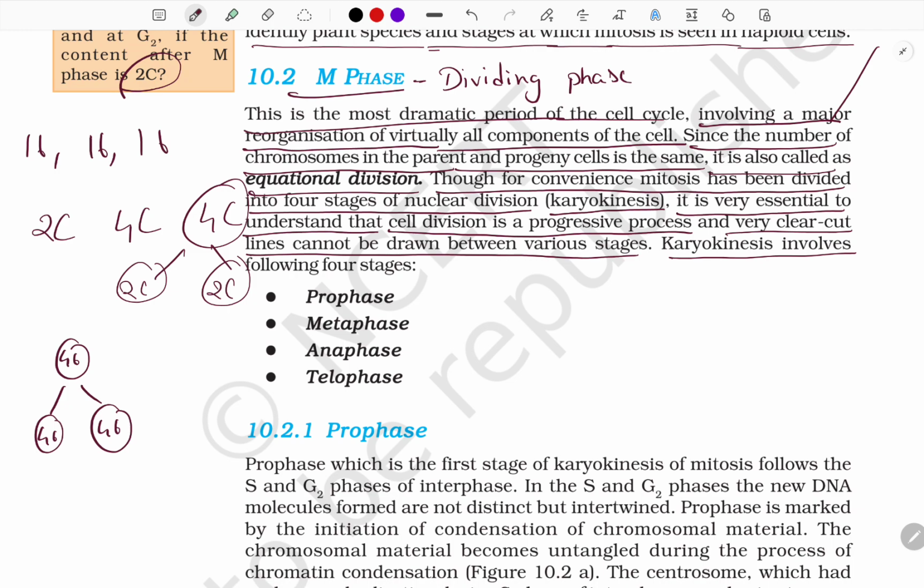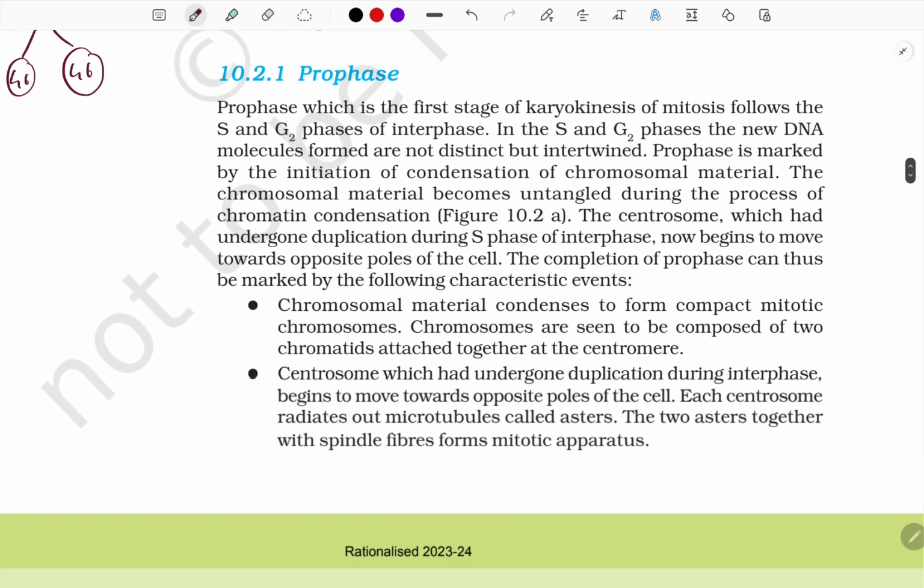So karyokinesis involves 4 stages: prophase, metaphase, anaphase, telophase. Remember the mnemonic PMAT. Coming to the very first stage of karyokinesis of mitosis, prophase, it follows the S and G2 phases. After passing the checkpoint of G2, it enters into prophase. In the S and G2 phases, the new DNA molecules formed are not distinct but intertwined.